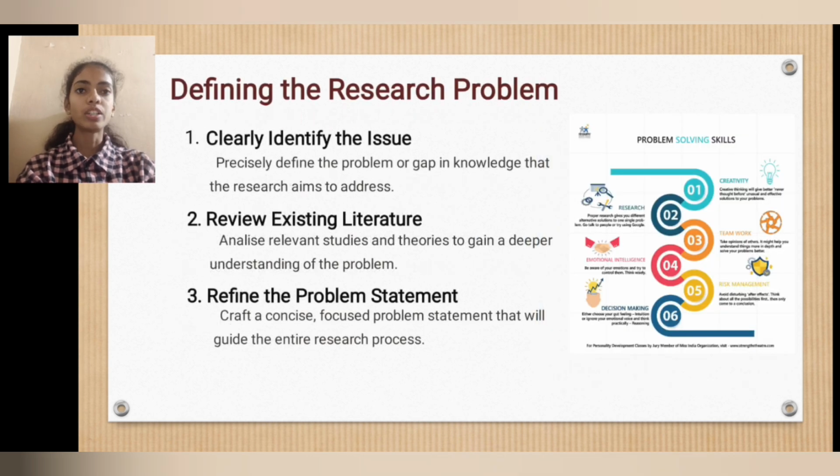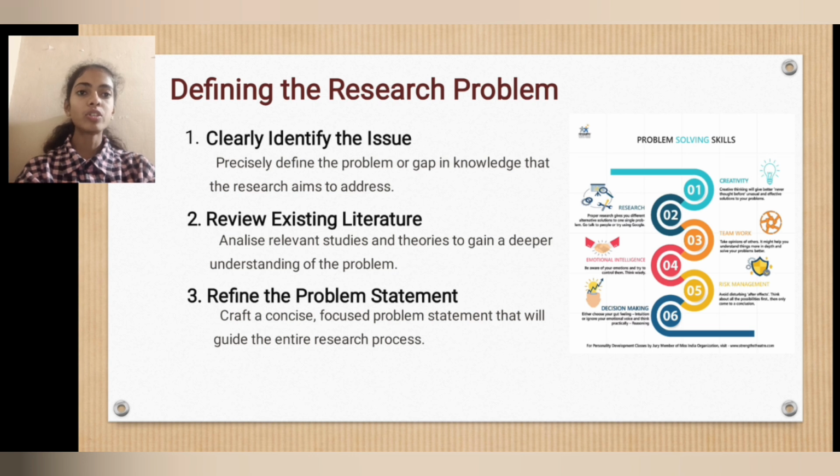Let us know about the formulation of research design. In that, the first step is defining the research problem. Defining the research problem includes clearly identifying the issue, reviewing existing literature, and refining the problem statement. Clearly identify the issue. Precisely define the problem or gap in knowledge that the research aims to address.